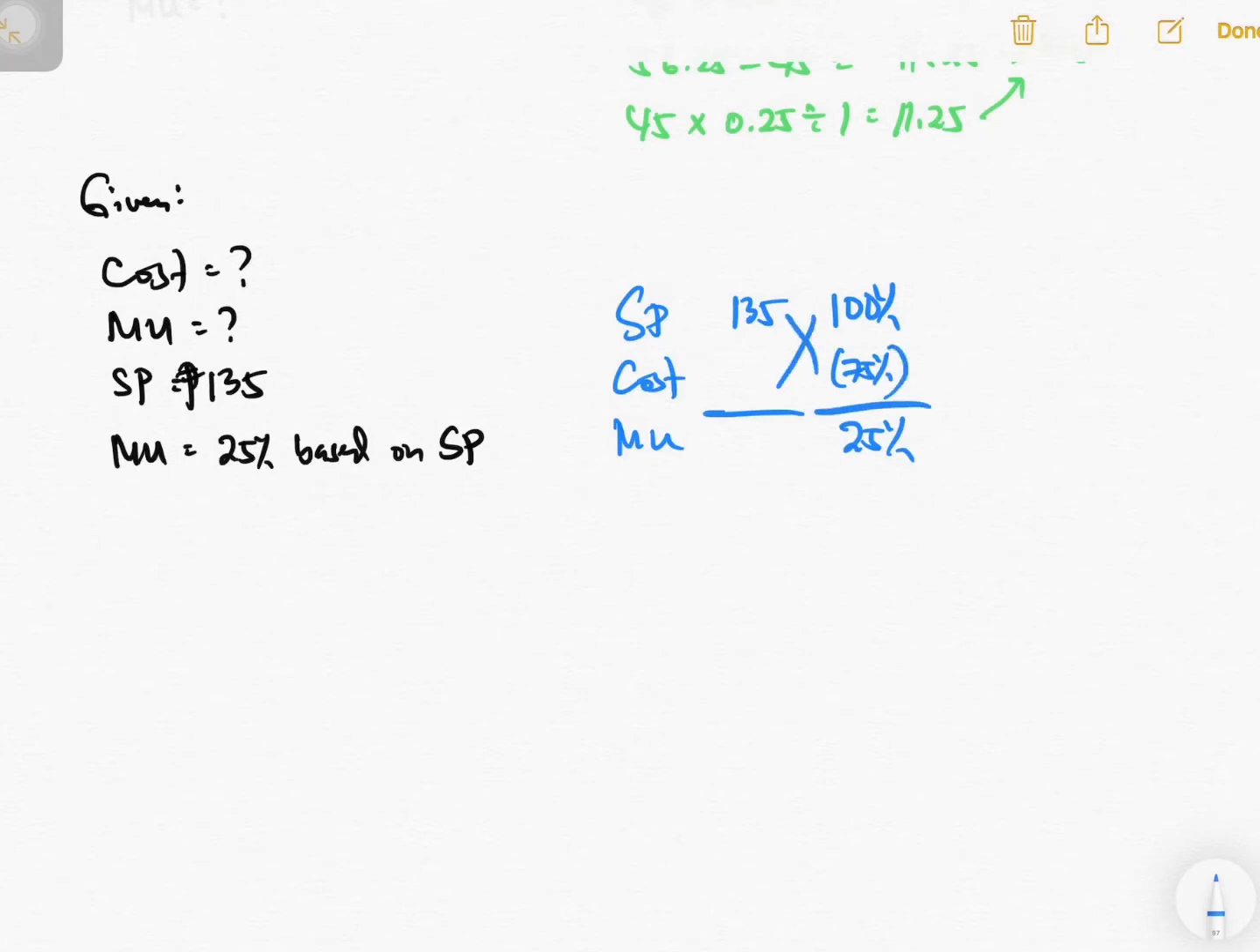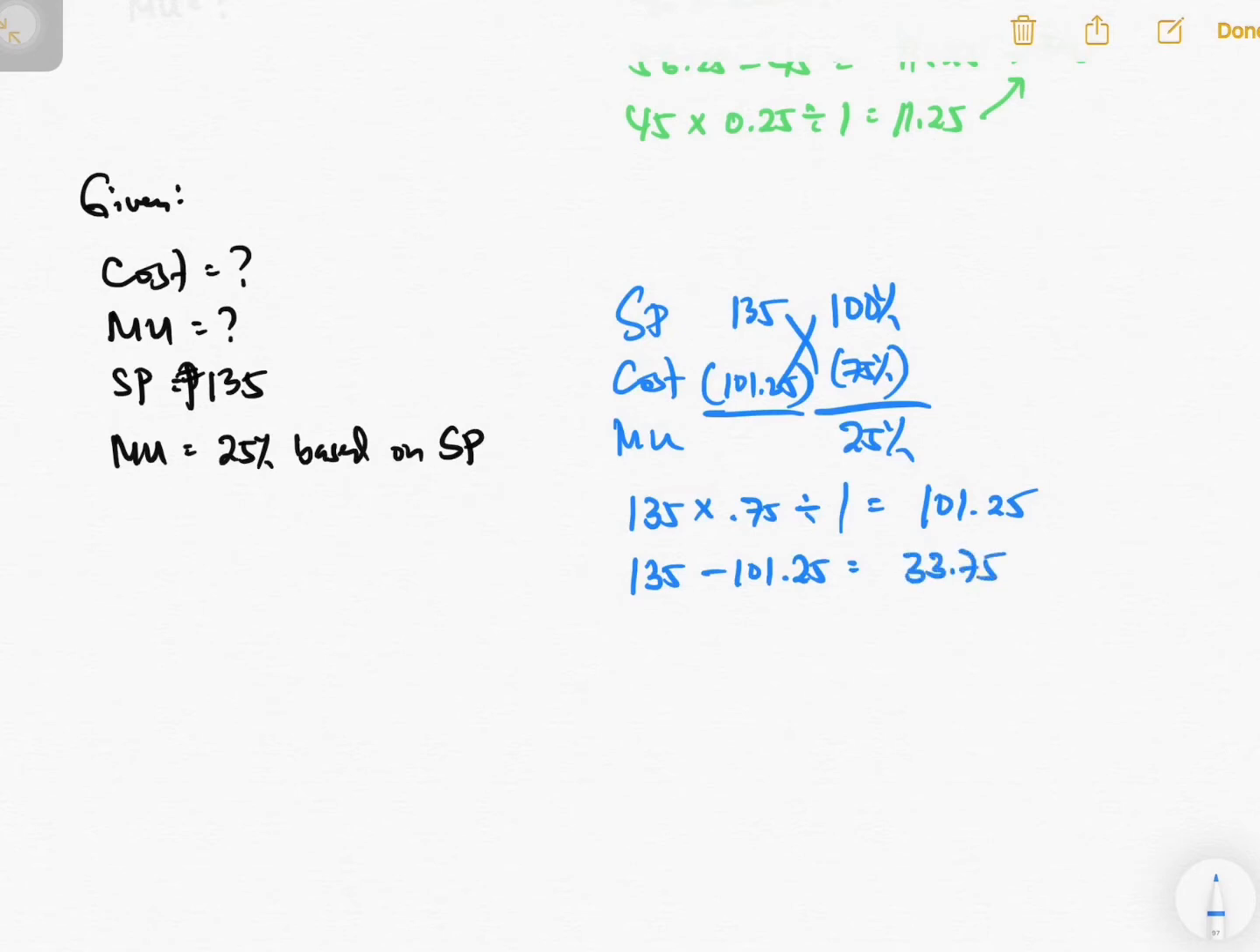You're asked to compute the cost. So, cross multiply. That's 135 times 0.75 divided by 1. Answer: 101.25. So, this is 101.25. And then for the markup, it's 135 minus 101.25, which is 33.75.